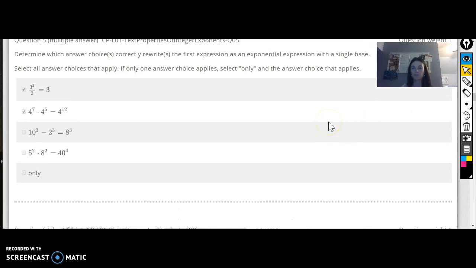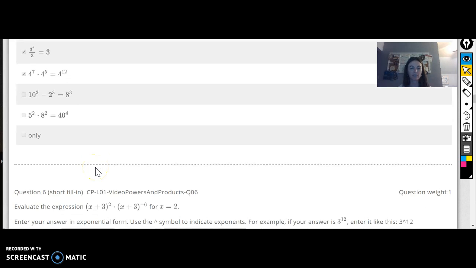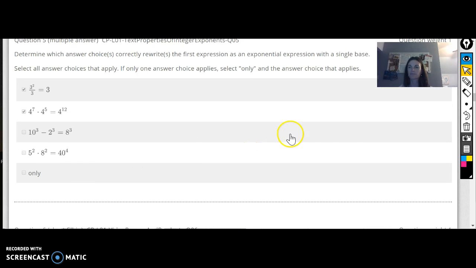Okay, here's one with actual numbers that I think will probably be a good stopping point for me. So they want to, again, determine which problems can be written as exponential expressions with a single base, very much like we did at the beginning, but this time we're going to do it with actual numbers. And I want to show you a way that when you're dealing with actual numbers, you can also check your answers.